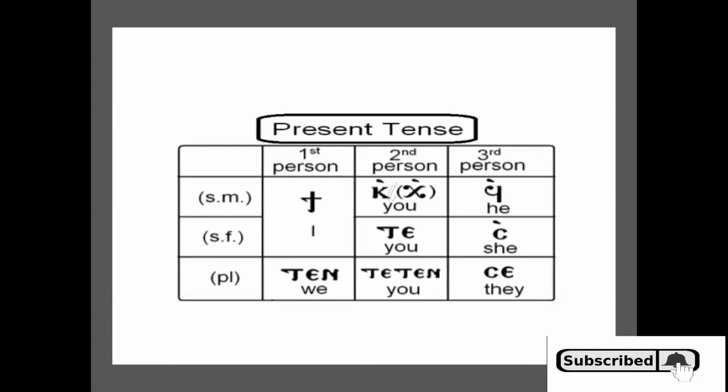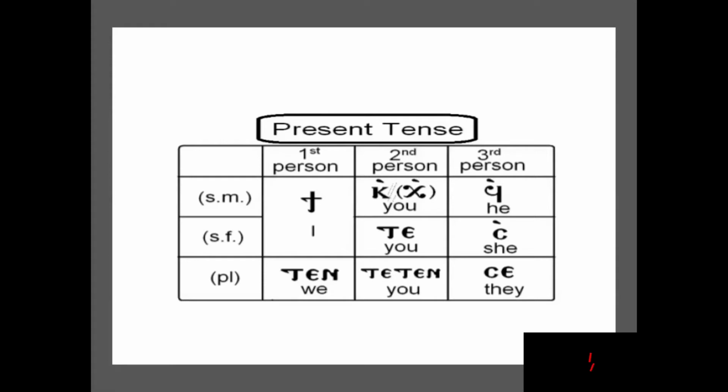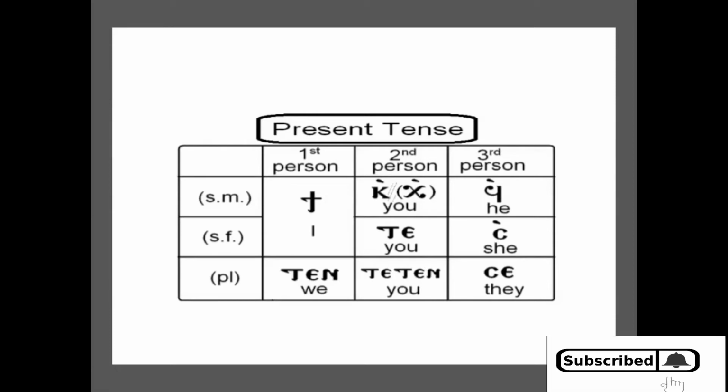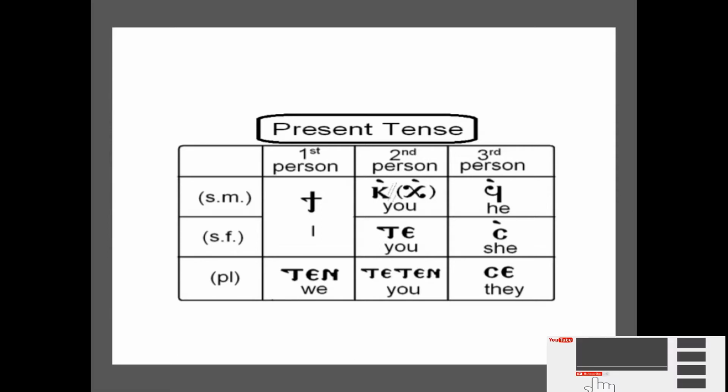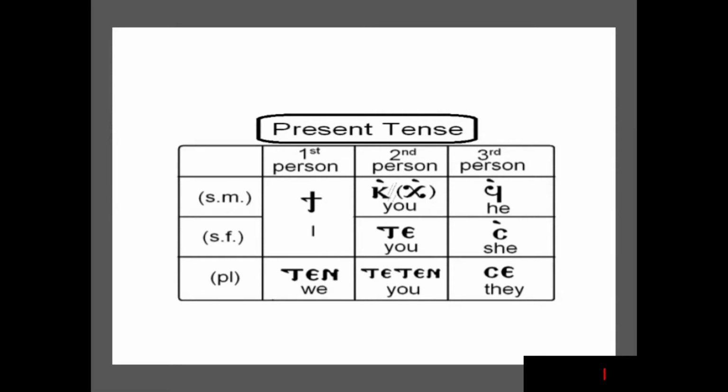If you're talking to someone and it's a singular masculine and you want to say you, we're using ek, and if it's a singular feminine, we're using te. If it's a plural, we're using te, tain. If it's third person, we're talking about someone else. If it's a singular masculine, we're using if before the verb. If it's a singular feminine, we're using es. If it's a plural, we're using se.